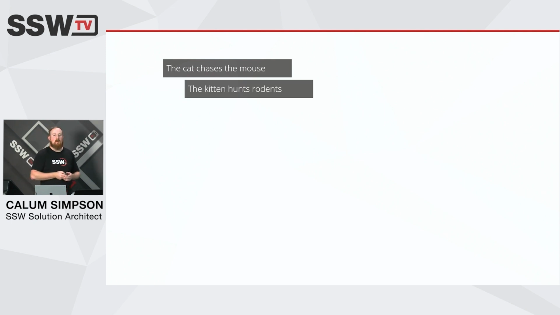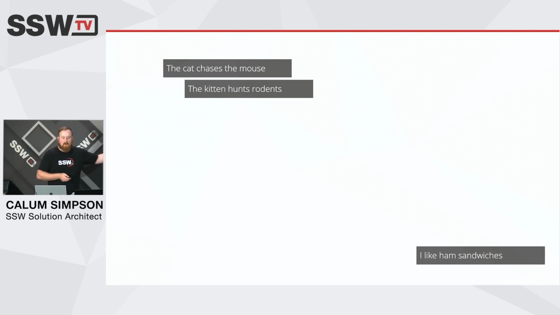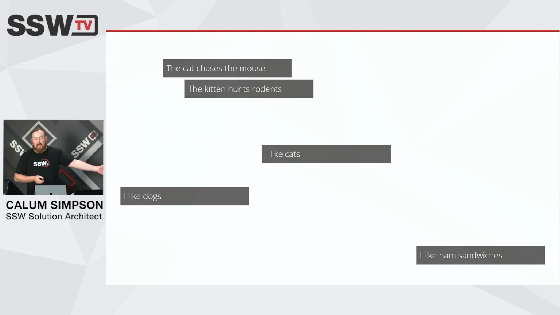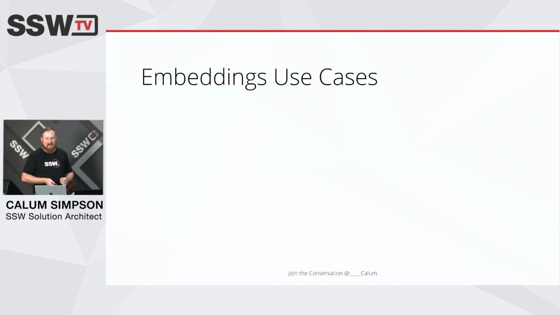Here's an example with text. Just to drive this point home, we've got some text here: the cat chases the mouse, the kitten hunts rodents. That text is obviously quite similar to the first one, so they are located next to each other in this 2D space. I like ham sandwiches. Obviously a very different sentence, so we're going to put that one all the way down in the bottom right. And then I like cats. Maybe that goes somewhere in the middle because it's related to cats, and related to things that I like. And then maybe I like dogs is off to the side, right? Obviously I've mapped that onto 2 dimensions, but there should be 1,536 dimensions. I'll leave that to your imagination to envisage.